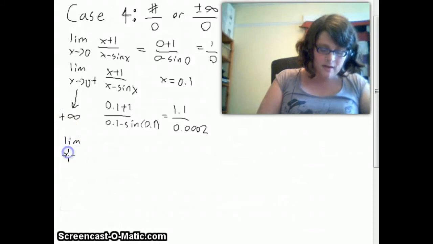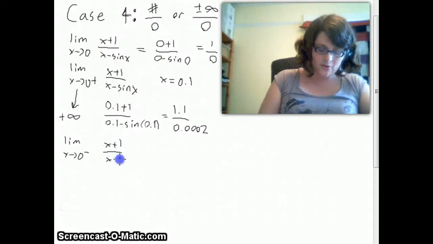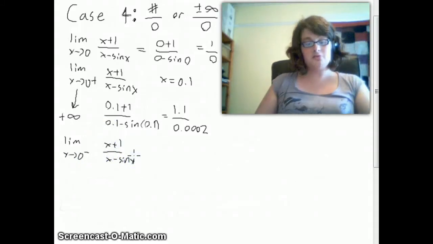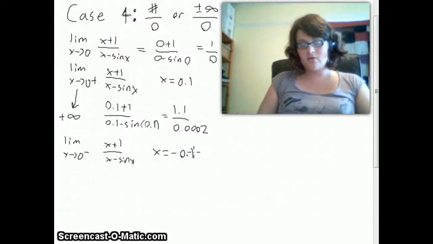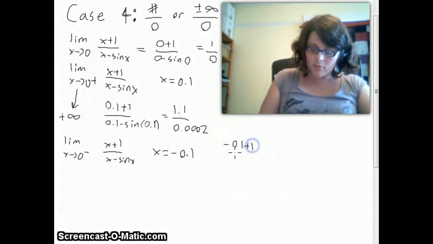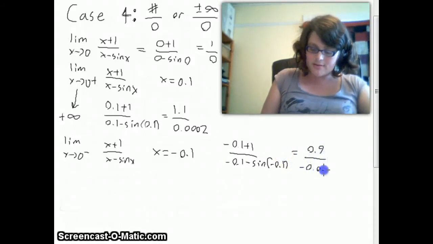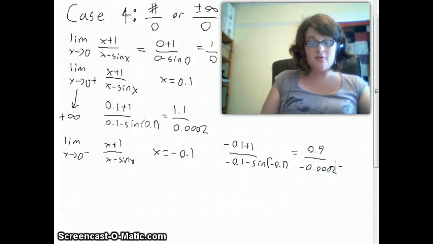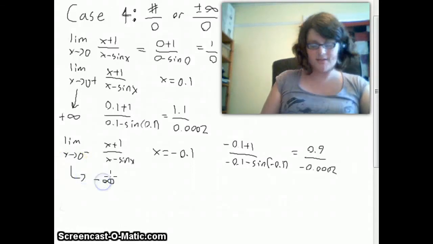Now let's do the limit as x goes to 0 from the left. Again, we take the limit of x plus 1 over x minus sine x, and we want to pick something that's close to 0 but not quite equal to it, approaching from the left. Say x equals minus 0.1. If we plug that in for x, we get minus 0.1 plus 1 over minus 0.1 minus sine of minus 0.1. The top is going to give you 0.9, and the bottom is going to give you minus 0.0002, approximately. Now here we have a positive number over a negative number, which is going to give you something negative. So in fact, this limit is going to go to minus infinity.